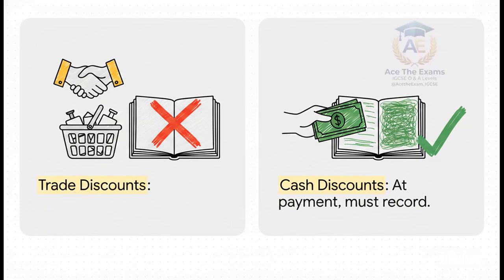Oh, and there's a fascinating mathematical pitfall here when it comes to discounts. You see, trade discounts happen at the point of sale, and they don't appear in the double entry at all. But cash discounts happen at the point of payment, and absolutely must be recorded. It is so crucial to calculate these percentages based on the exact discount type. Or guess what? Your entire ledger gets completely thrown off.